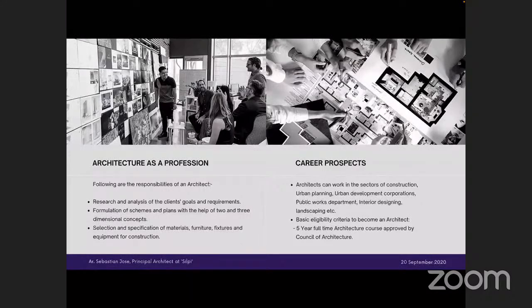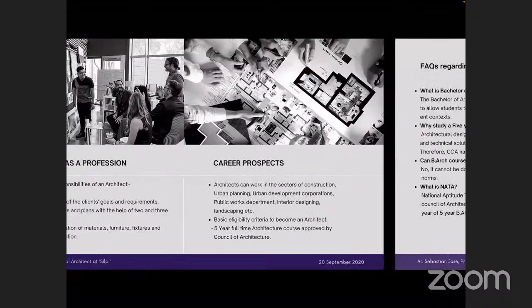What are the career prospects of architects? So career architects can start their own firm, as also they can venture into sectors of construction, urban planning, urban development corporations, public works department, interior designs, landscape, etc. So the basic eligibility criteria to be an architect is, of course, a 5-year BArch course approved by the Council of Architecture. The Council of Architecture approved course is very important to be an architect.